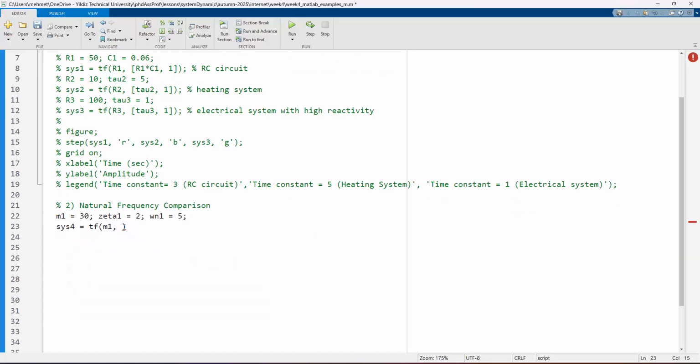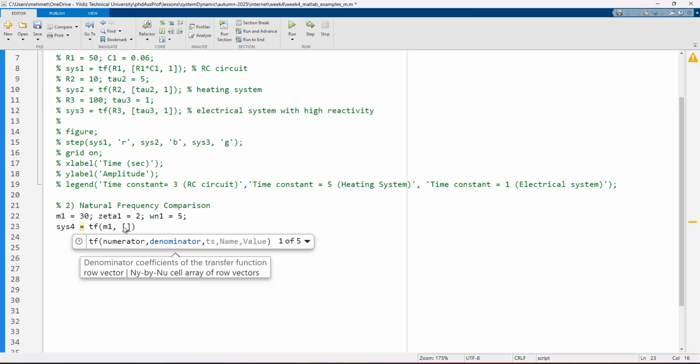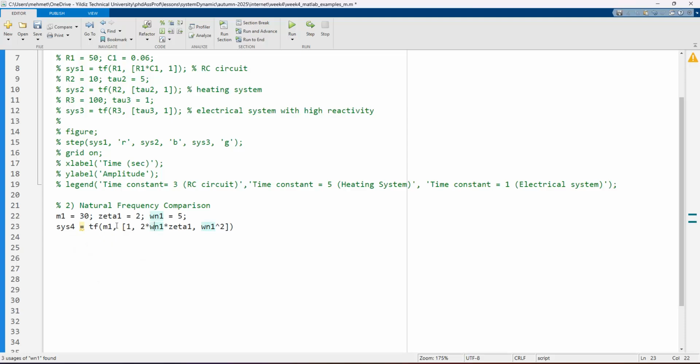Okay, and so we can create the poles just like this one: s square plus 2 times wn1 times zeta 1 times s plus wn1 square. This means that we have the transfer function m1 divided by s square plus 2 times wn1 times zeta 1 times s plus wn1 square. And with the same idea we can copy all of these things in here.